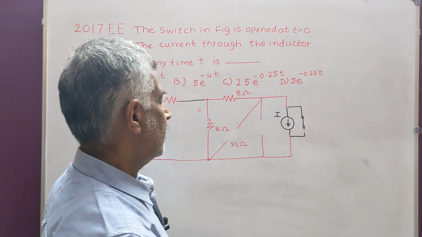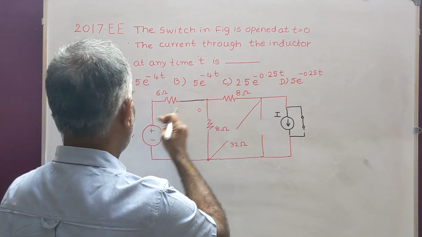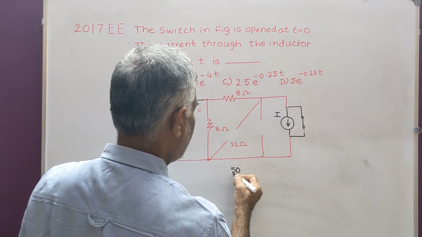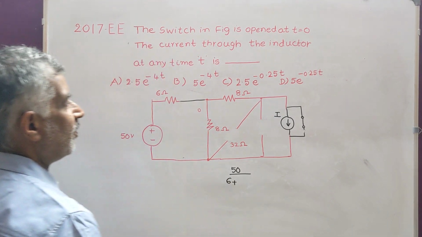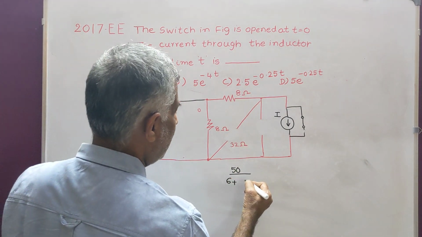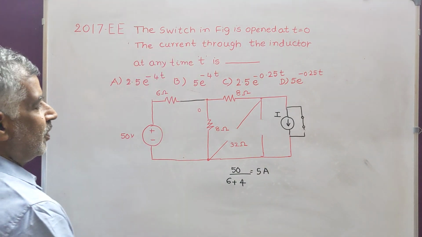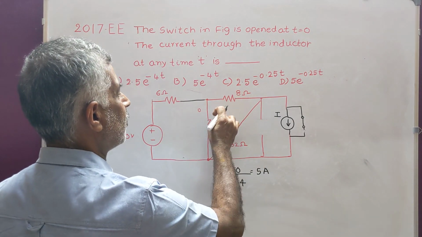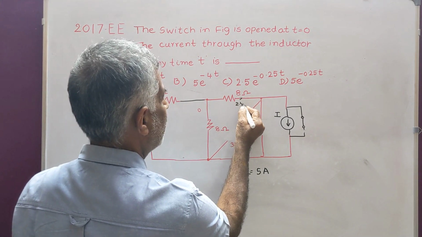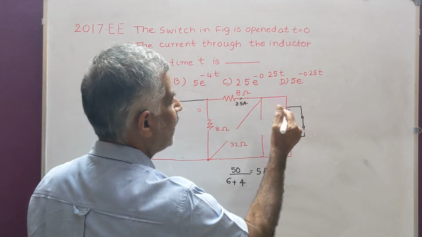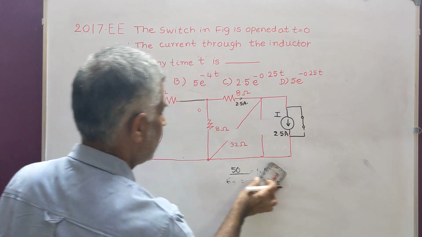Now you find out what is the current through the inductor. The current is 50 divided by 6 plus 8 in parallel with 8, that is 4. Therefore 5 amperes. Now this 5 amperes divides into 2: 2.5 here, 2.5 here. Therefore the current carried by the inductor is 2.5 amperes.